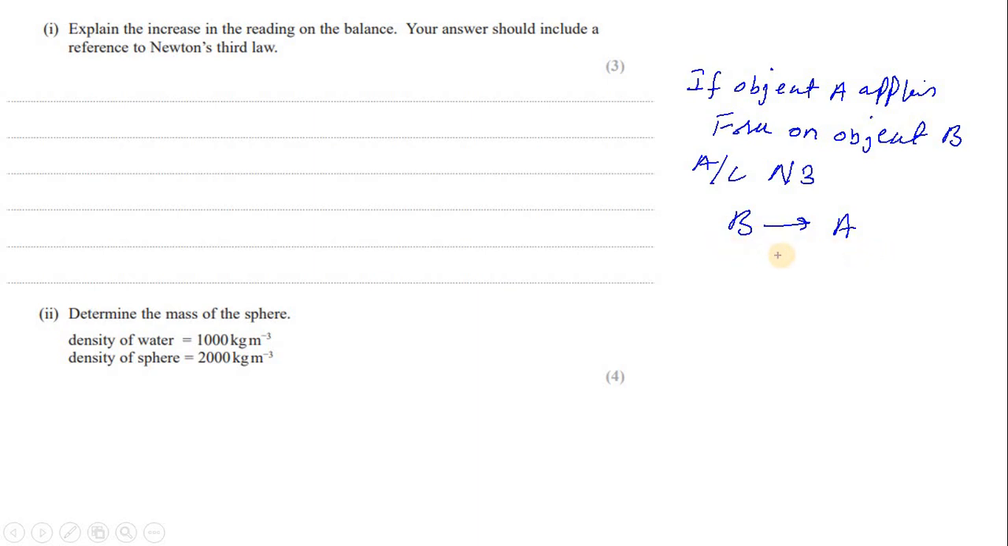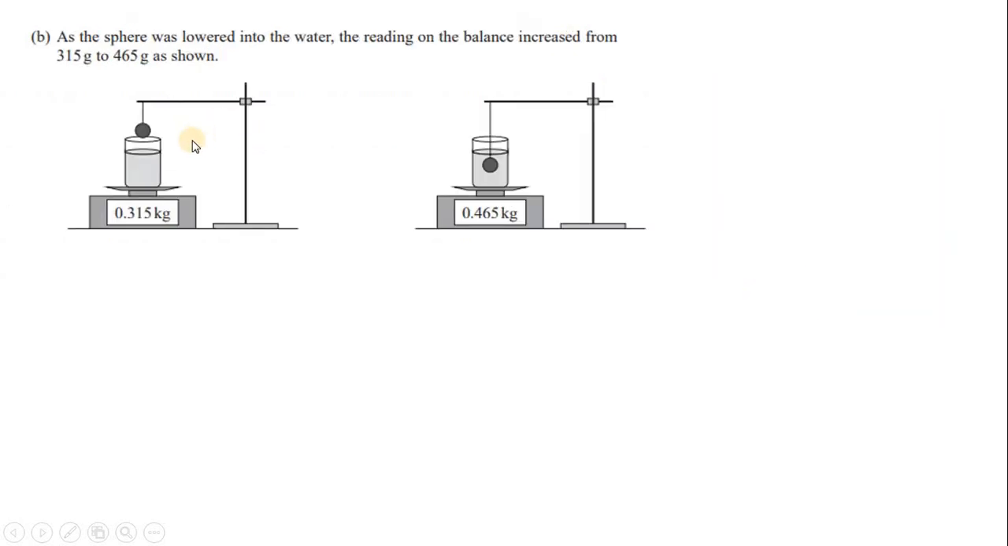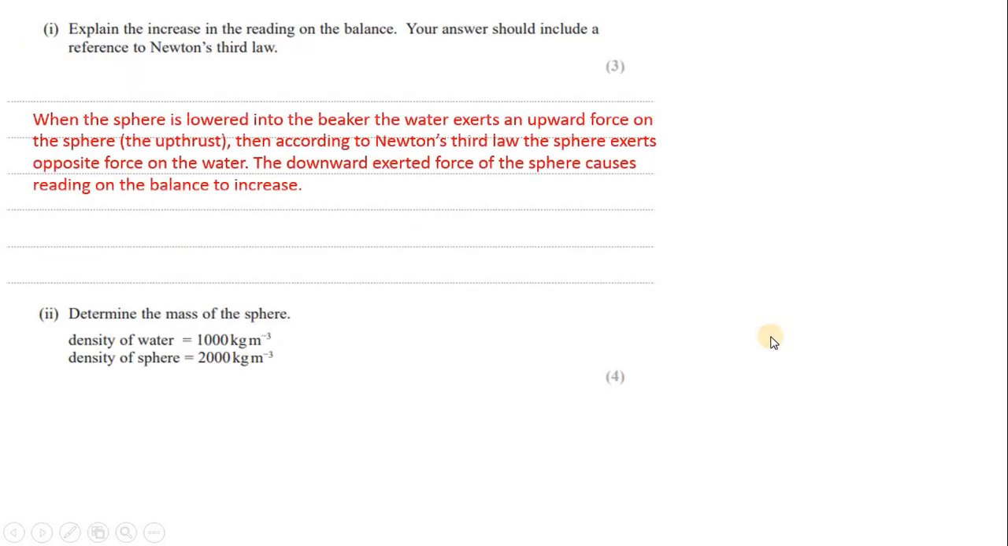It depends on the situation, and due to that resultant force, then we have a phenomenon that we need to explain. So here what is happening, if you go back, when the sphere is lowered into the liquid or into the water, we know that water exerts force on the sphere in upward direction in the form of upthrust. Then according to Newton's third law, the sphere should push the water downward, or exerts force on the water downward, and this downward force exerts on the mass balance, causing increase in the reading. So that's how you can write the answer.